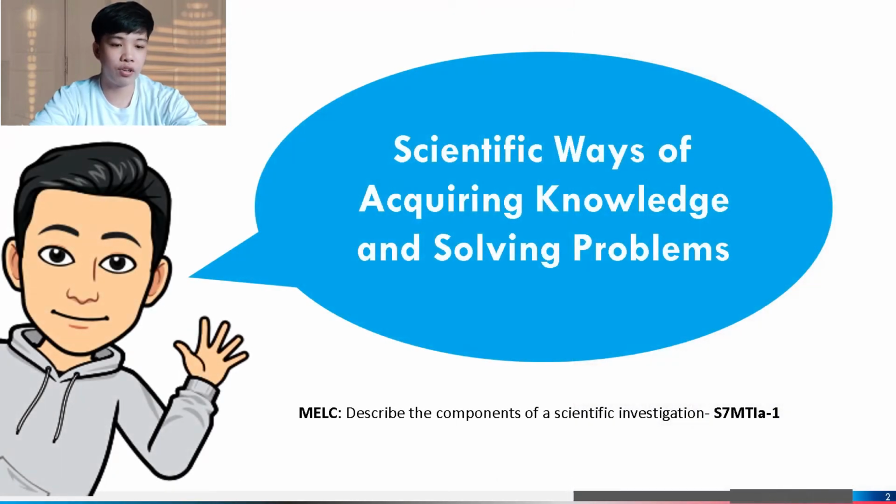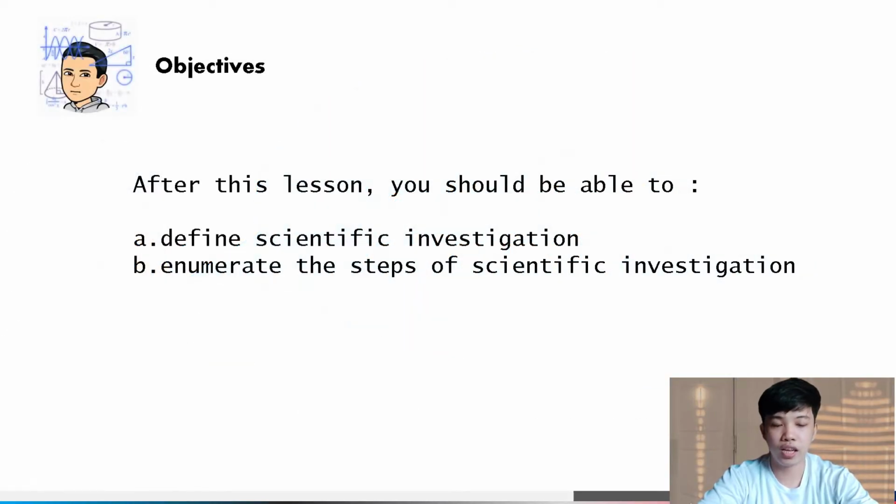So scientific ways of acquiring knowledge and solving problems would be our first topic for this first quarter. This is based from the most essential learning competency, which is describe the components of a scientific investigation. After this lesson, you should be able to first define scientific investigation and enumerate the steps of scientific investigation.